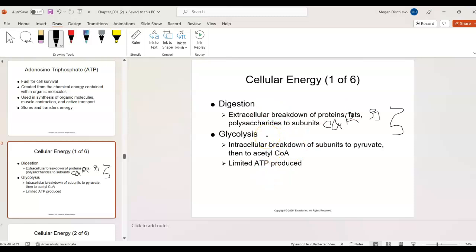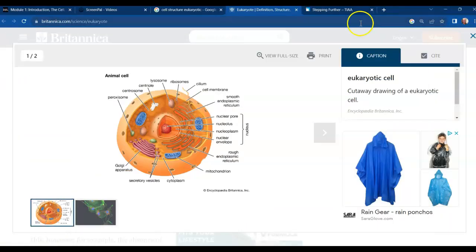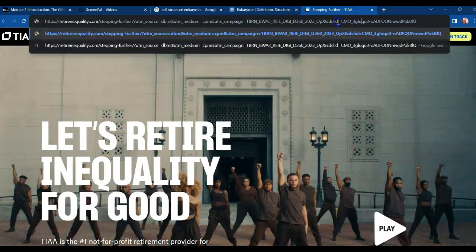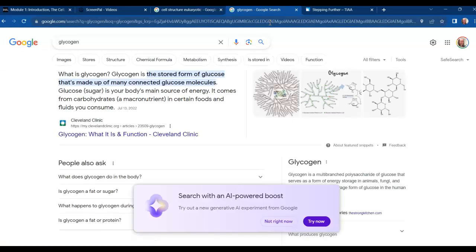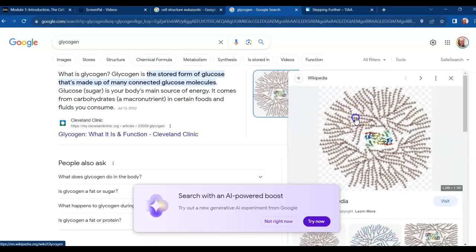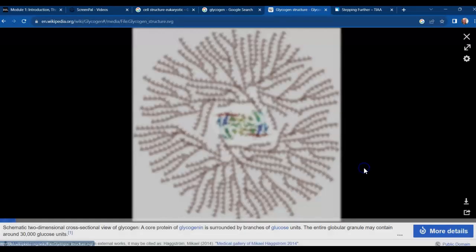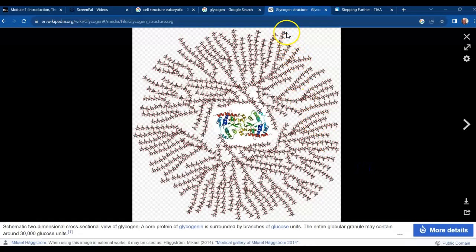Glycolysis is the breakdown of glycogen into glucose units. So we have these long strands of glycogen. Let me show you a picture. Okay, so glycogen. Glycogen is stored. Cool picture. Nerd alert, nerd alert. Each one of these is a glucose unit. And what happens in our liver and our muscles is we have glycogen, which are long chains of glucose.